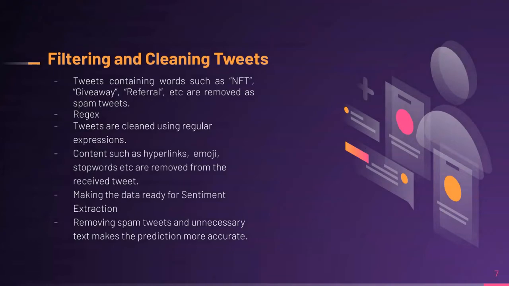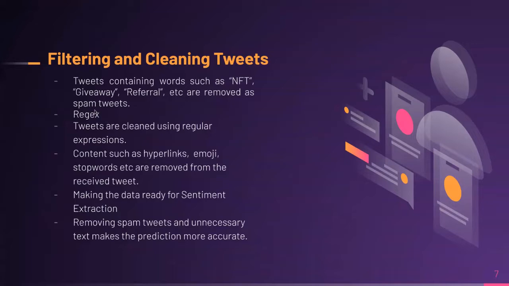Then the filtering and cleaning part starts. For filtering, we remove the tweets which contain the words NFT, giveaway, referral, or other spam tweets. We know that if a tweet is actually speaking about NFT, giveaway, or referral, it is not going to affect the Bitcoin prices. So this was obvious, and we cleared out this data from our tweets so that we would get a better outcome from our sentiment analysis algorithms.